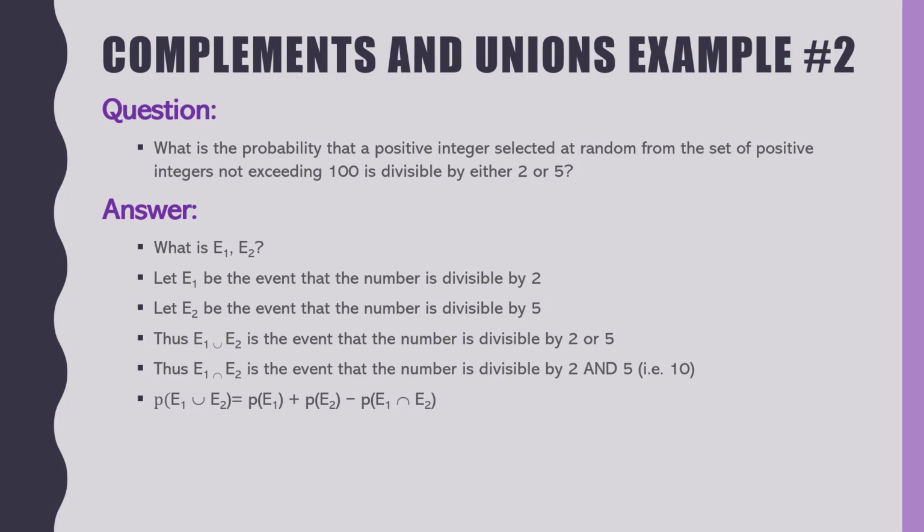And again, if we just plug these in, what is our sample size? It's in our original problem. It's 100, right? E1 and E2, we already talked, it's 50 and then 20 for the number of numbers that are divisible by 5. There's 20 of those. And so this is what the formula looks like. It's 50 divided by 100, that's the probability of being divisible by 2, plus the probability of being divisible by 5, minus the intersection, which is 10 divided by 100, the probability of the intersection, which is 60%.